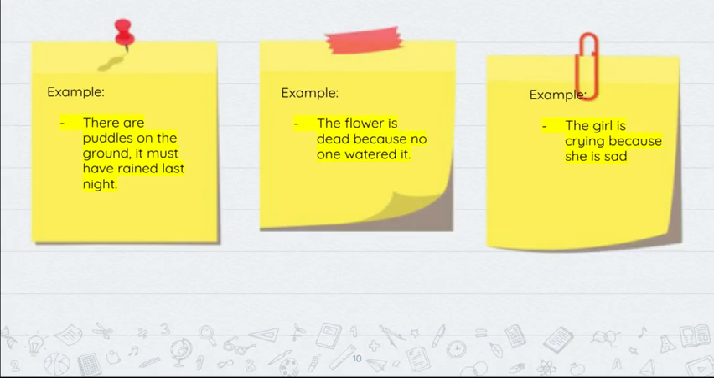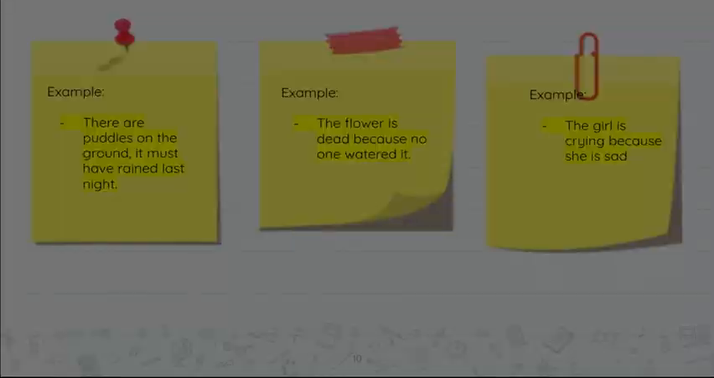So for an example, there are puddles on the ground. It might have just rained last night. Or the flower is dead because no one watered it. The girl is crying because she is sad.